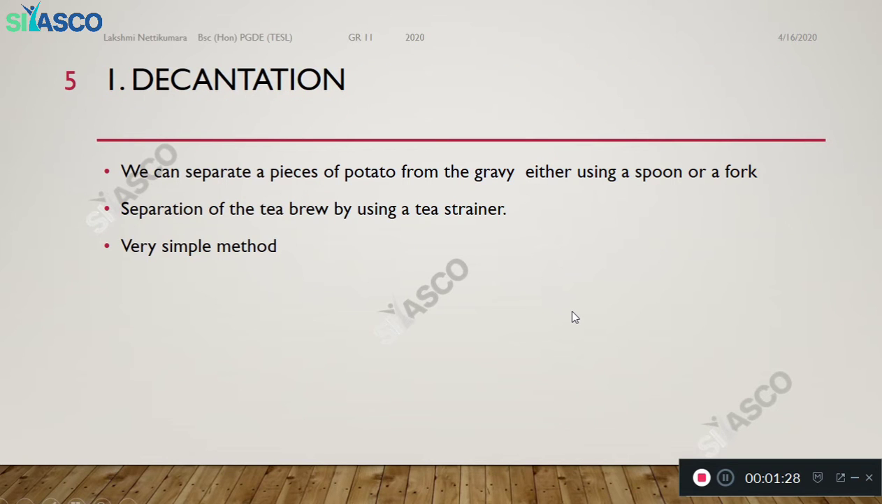The first method is decantation. Decantation is බේරා වෙන් කර ගැනීම. How can we decant it? It is just separating pieces of potato from the gravy either by using a spoon or a fork. Separation of the tea brew by using a tea strainer. Now, really it is a very simple method.